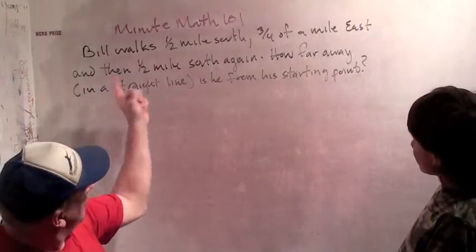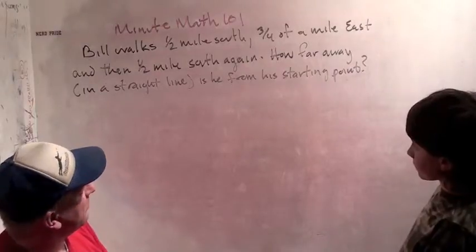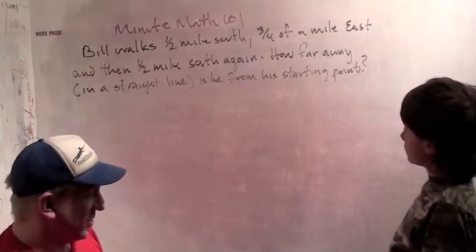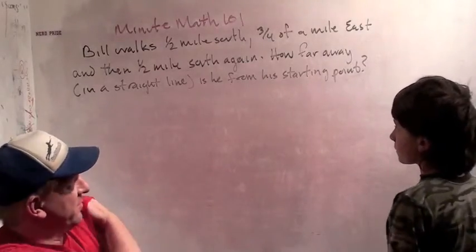Alright, ready? Bill walks half a mile south, 3/4 of a mile east, and then half a mile south again. How far away in a straight line is he from his starting point? Do you understand the problem? Yeah. Alright, why don't you draw what happens first?